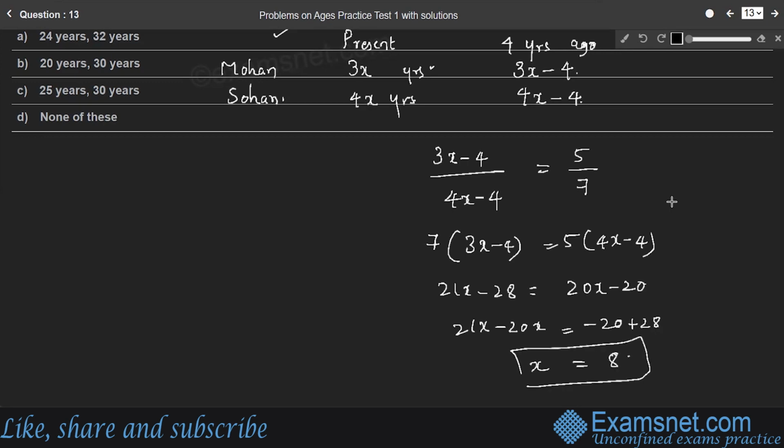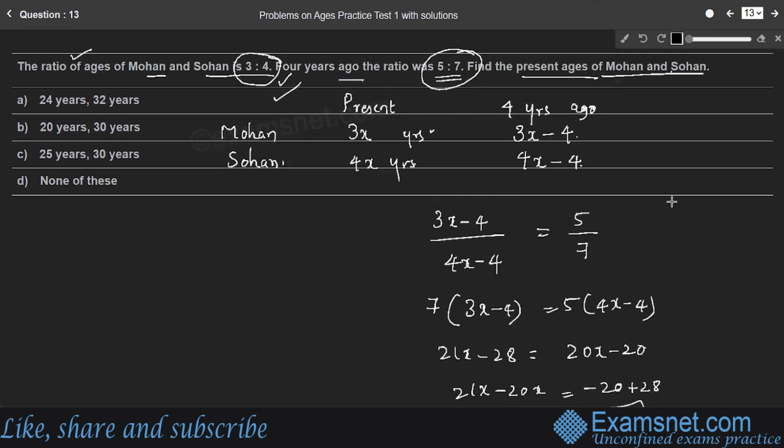If x is 8, what are their present ages? Mohan is 3x years old. 3x means 3 into 8, which is 24 years. 4 into x is Sohan. So 4 into 8, 32 years. Therefore, Mohan is 24 years old. Sohan is 32 years old. Hence, option A is the right answer.